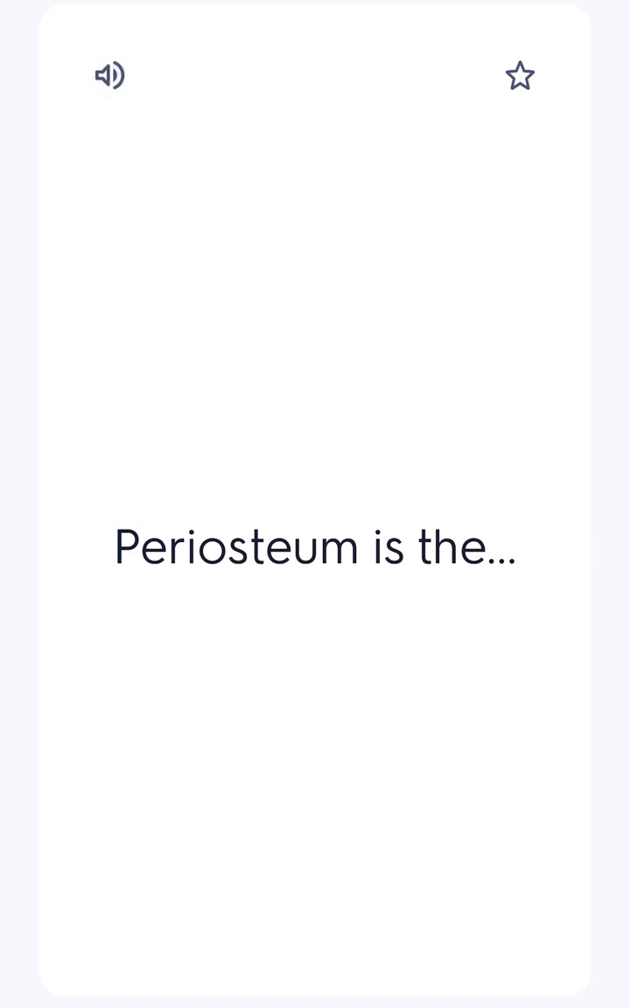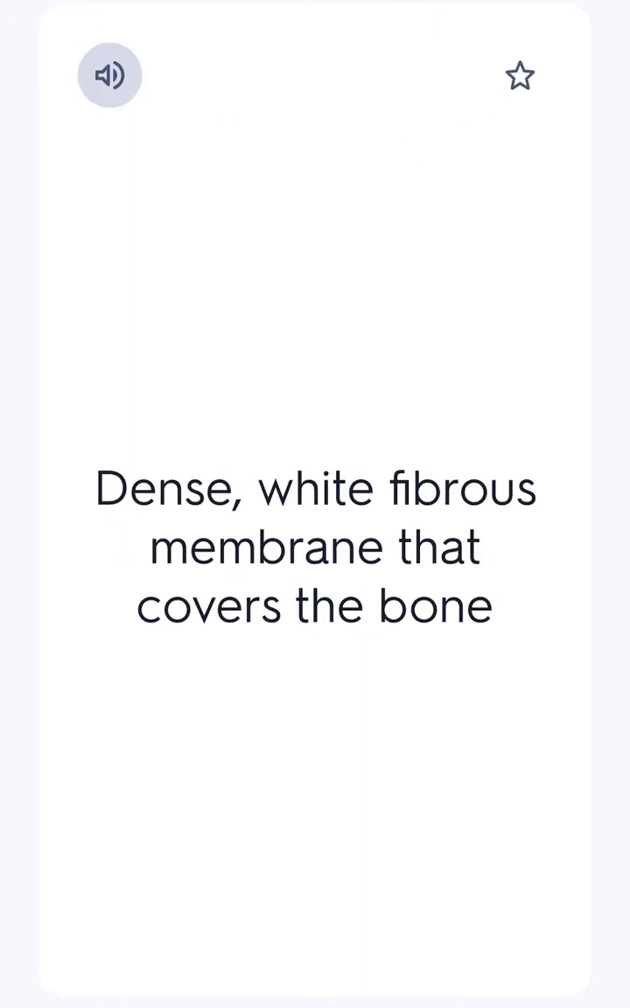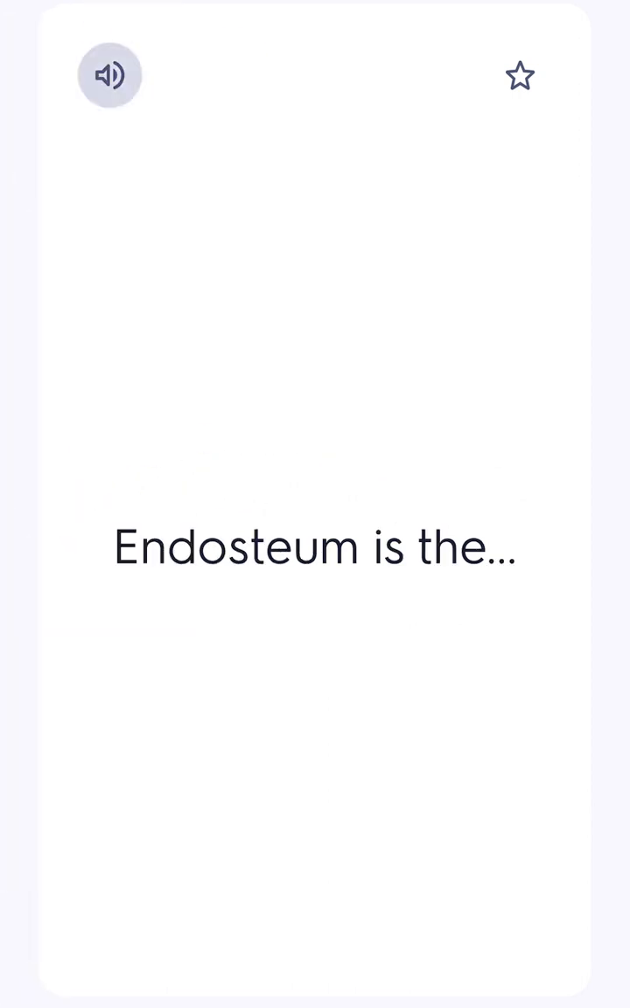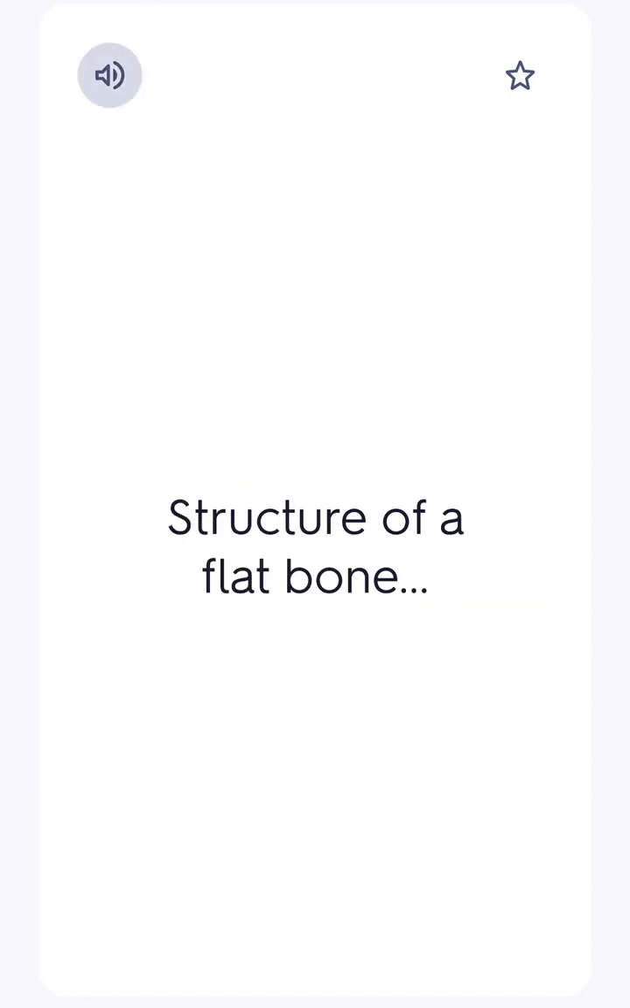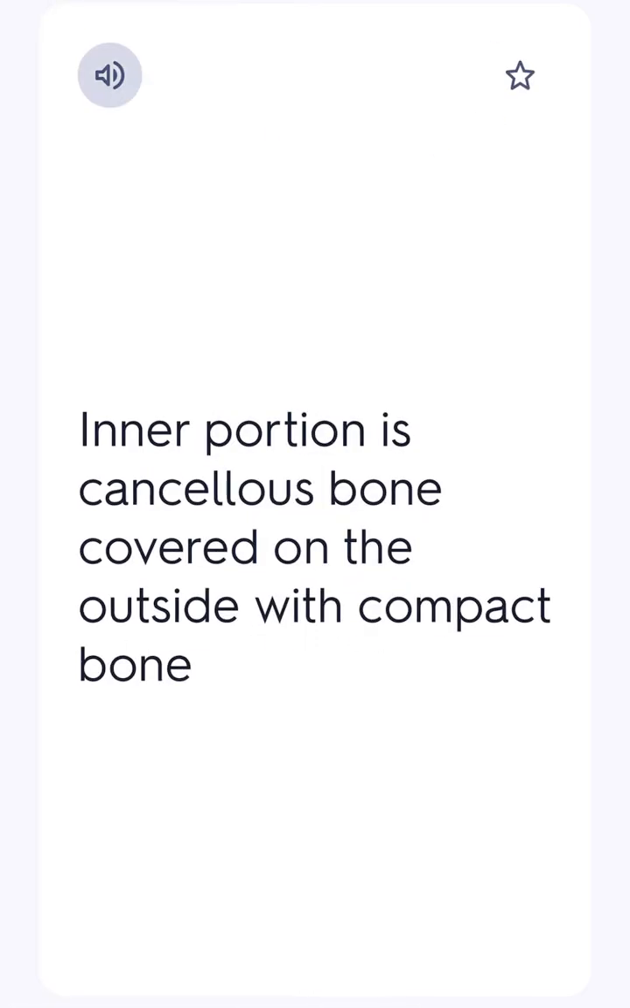Periosteum is the dense, white fibrous membrane that covers the bone. Endosteum is the thin fibrous membrane that lines the medullary cavity. Structure of a flat bone: the inner portion is cancellous bone covered on the outside with compact bone.